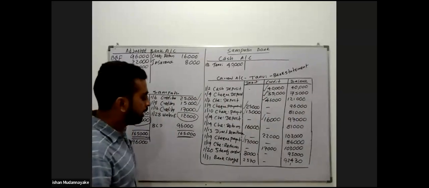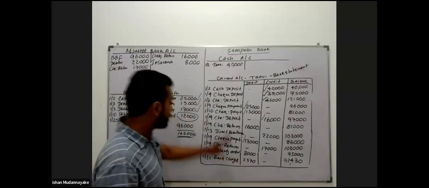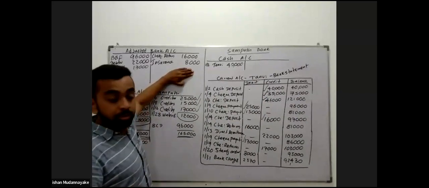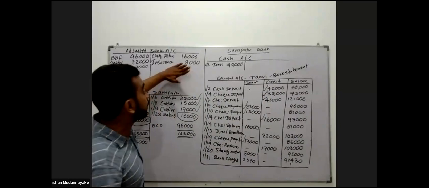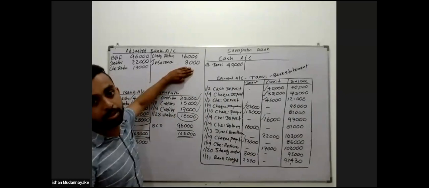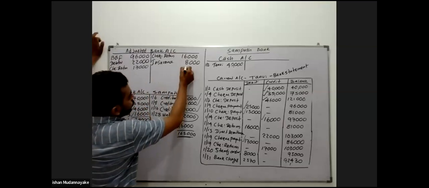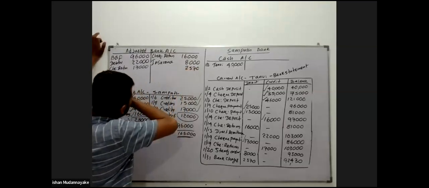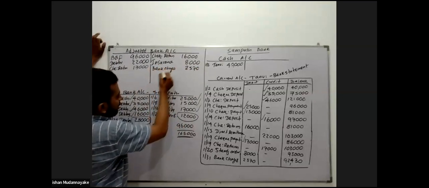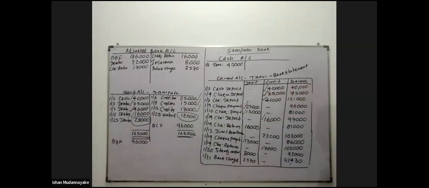Right. And then the same thing is applicable for bank charges also. Bank charges, you have to record them. You need to correct your bank balance by adjusting bank charges. So adjusted bank account credit bank charges 2,570.